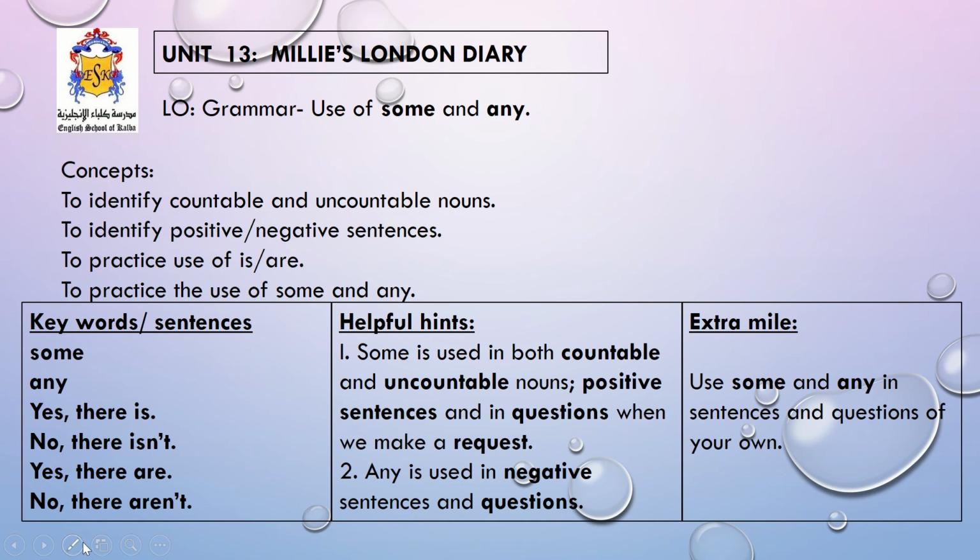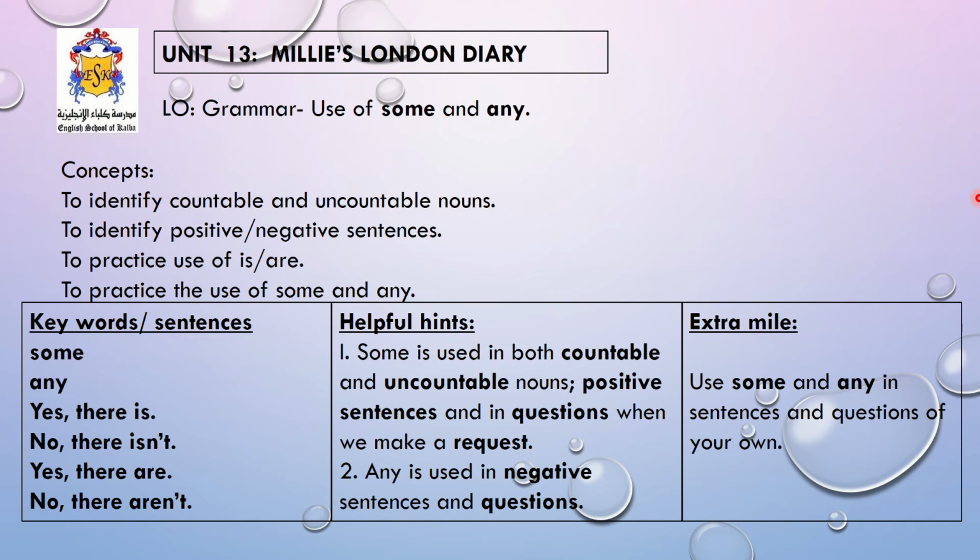Today we are going to look at the use of some and any. Today we are going to identify countable and uncountable nouns. We are going to identify positive and negative sentences. We are going to practice the use of is and are, and we are going to practice the use of some and any. For today's lesson, we have to look at some key words and sentences.